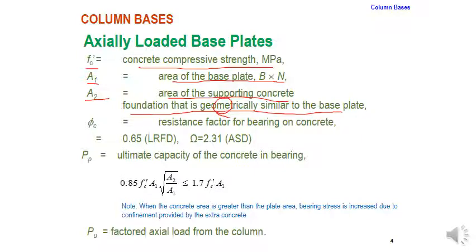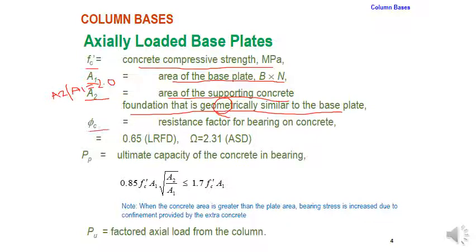So generally we consider the ratio A2 over A1 is equal to 2. For the very basic design, at the start of the design, we can consider double the area of the concrete foundation. But with respect to geometry, it will remain the same. Whatever the B dimension is, if the plate is rectangular, the concrete foundation will be rectangular. If it is square, then your concrete foundation will be square. Generally, we consider that.